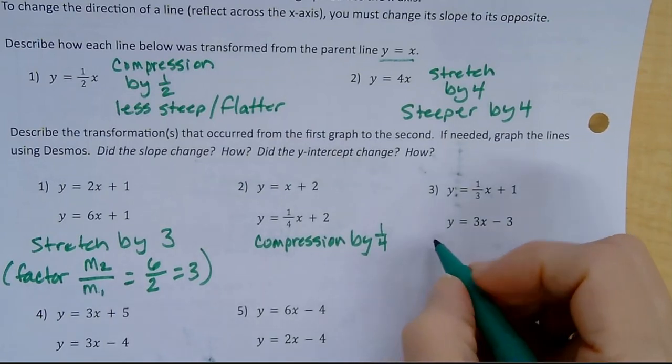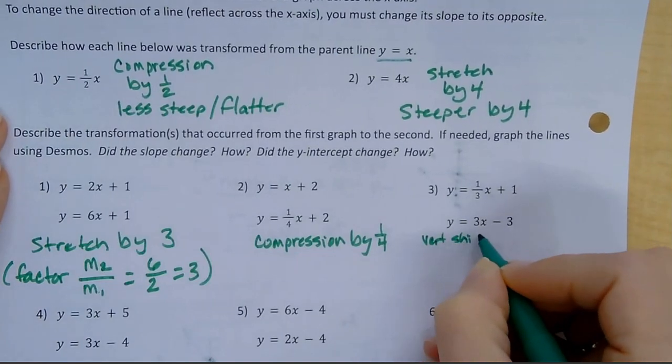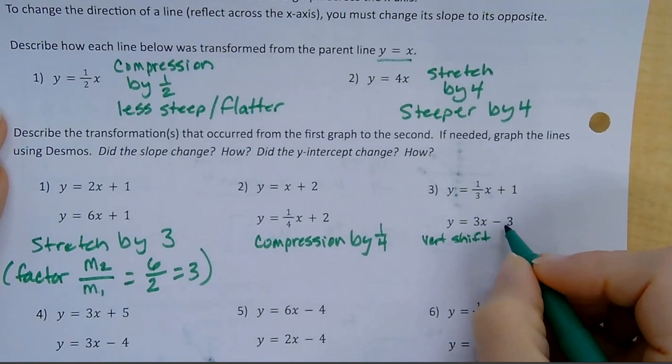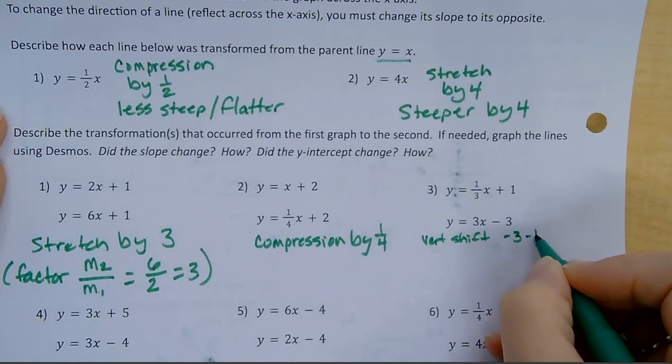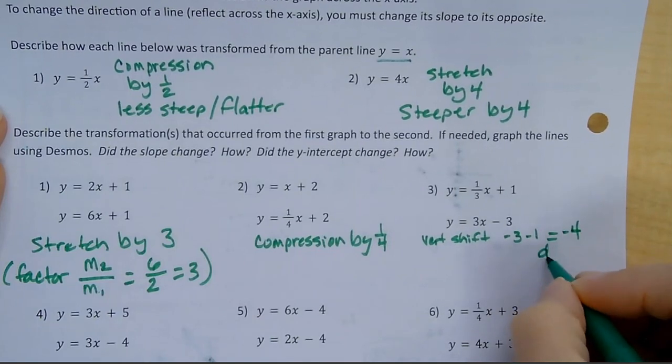Okay, remember to find my vertical shift, it's the second b minus the first b. So it's -3 minus 1. So my vertical shift is -4. I went down 4.